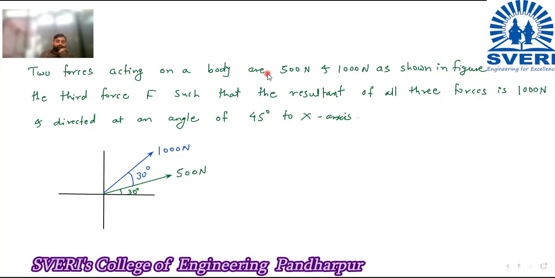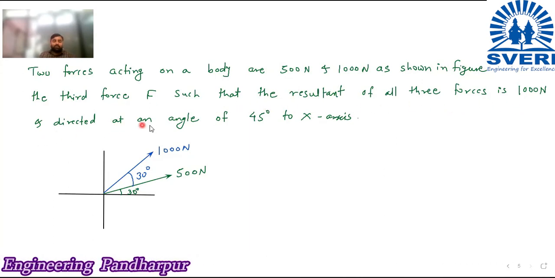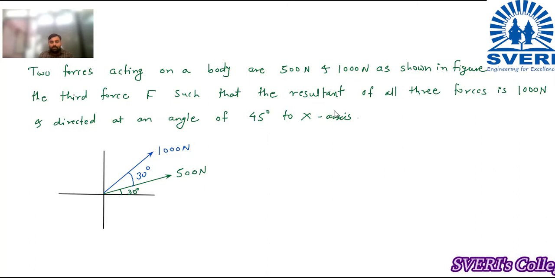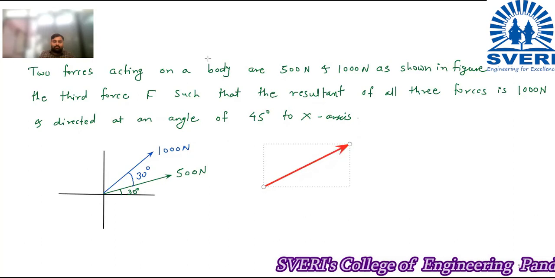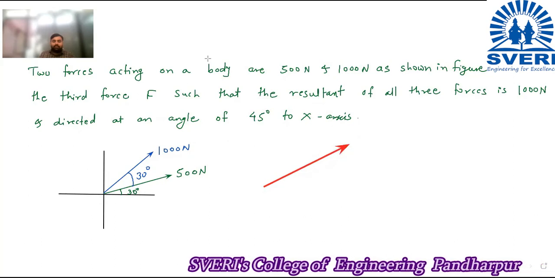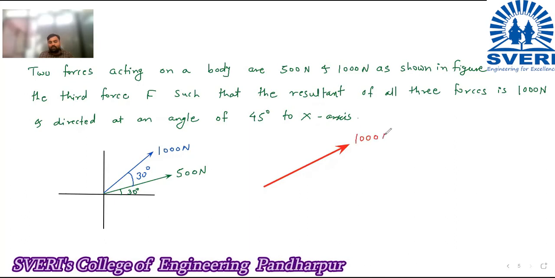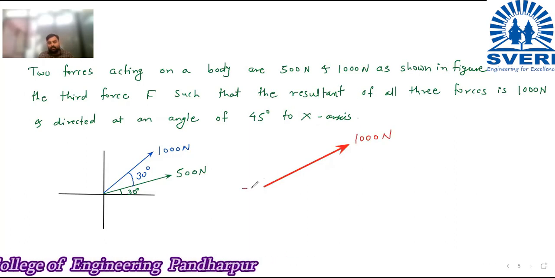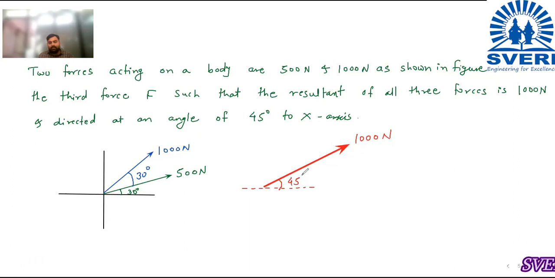So now further, the resultant of all these forces is 1000 Newton and directed at an angle of 45 degree to x-axis. So I will draw the resultant over here. You can see now, this is the resultant of the whole force system. This value is 1000 Newton. And what is its angle? Its angle with horizontal, that is alpha, is given as 45 degree.